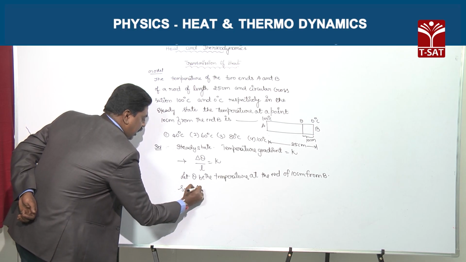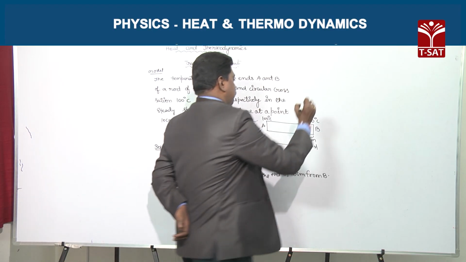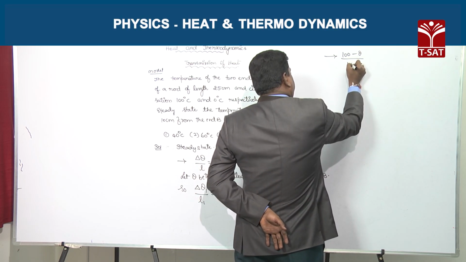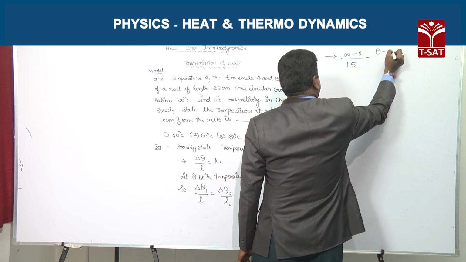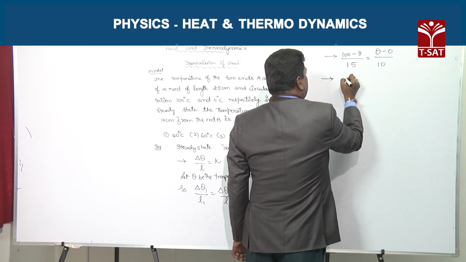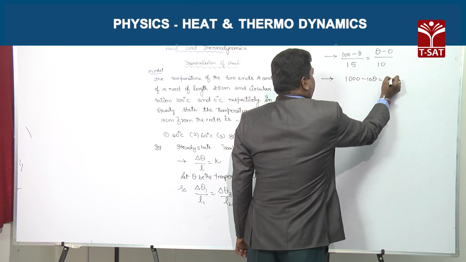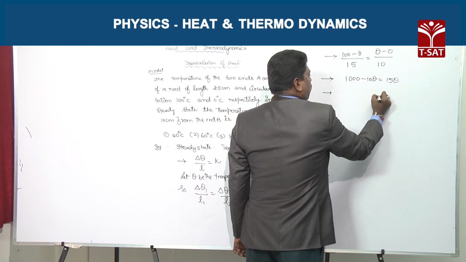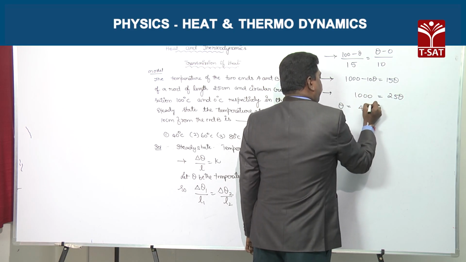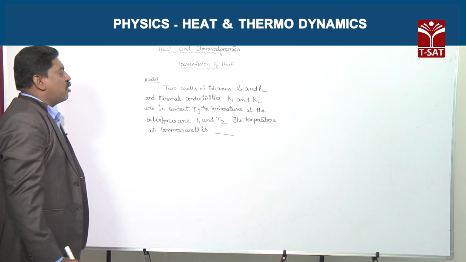So, delta theta 1 by L1 equals delta theta 2 by L2, implies (100 minus theta) by 15 centimeters equals (theta minus 0) by 10 centimeters, from which we get 1000 minus 10 theta equals 15 theta, implies 25 theta equals 1000, and theta is 40 degrees Celsius, and 40 degrees Celsius is the first option.